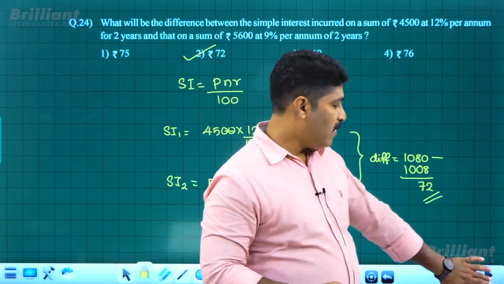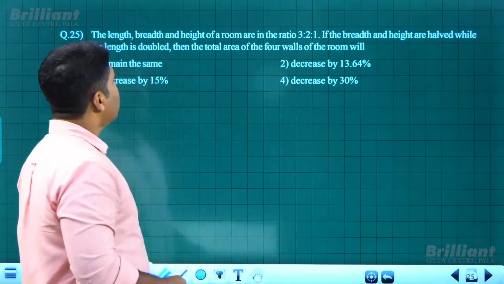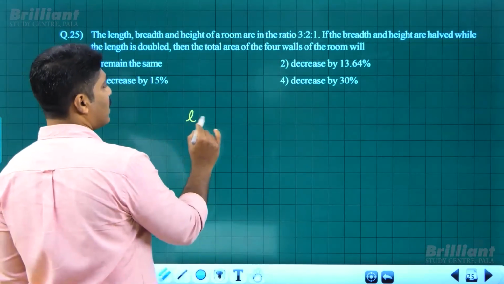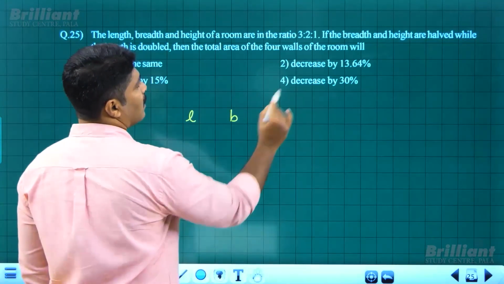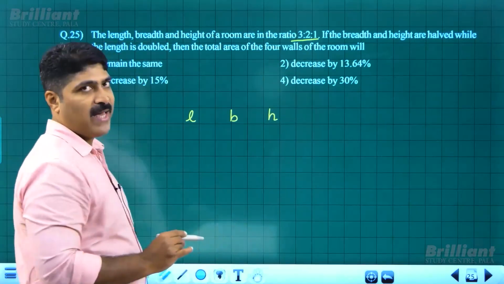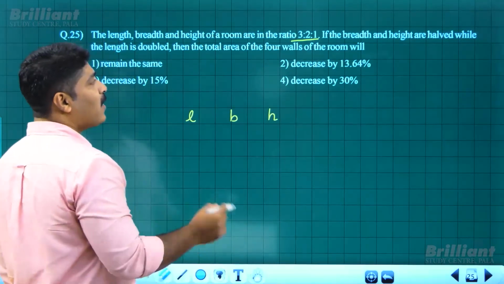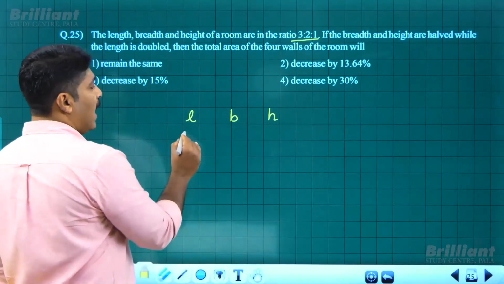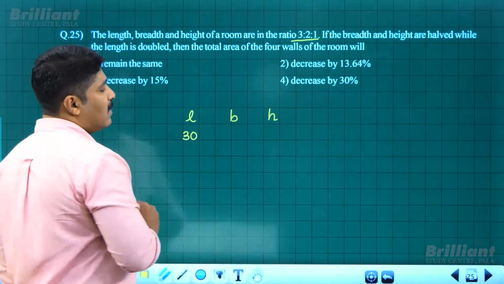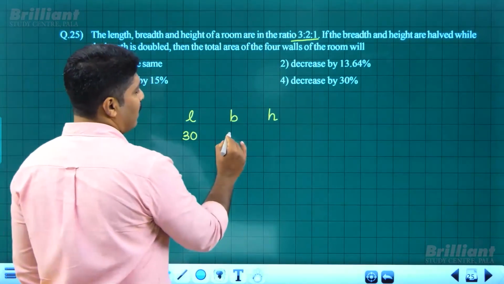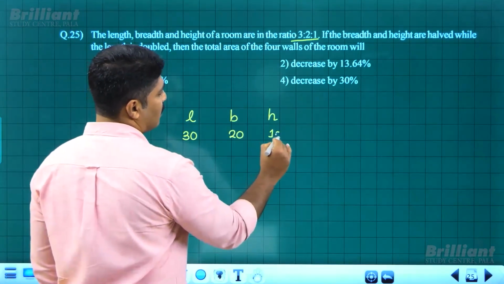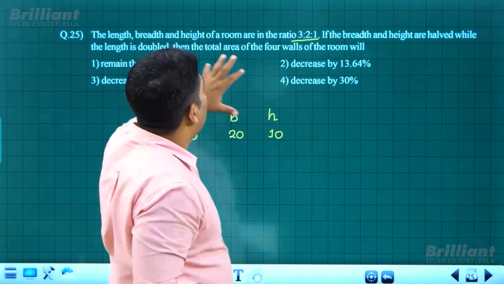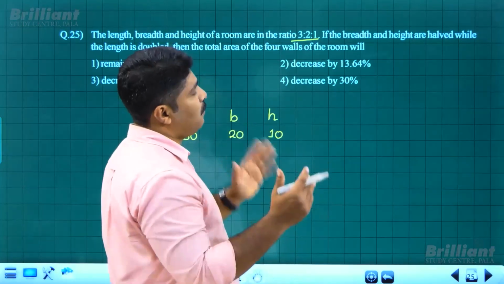Then we can move to our final question. The length, breadth and height of a room are in the ratio 3:2:1. So here we just consider length, breadth and height. So these are in the ratio 3:2:1. We have the right to take any suitable equivalent ratio values as these quantities or the measurements. And for convenience, I am taking the quantities as 30, 20, and 10 instead of this 3, 2, and 1. So we have to find out the area of the 4 walls of the room.